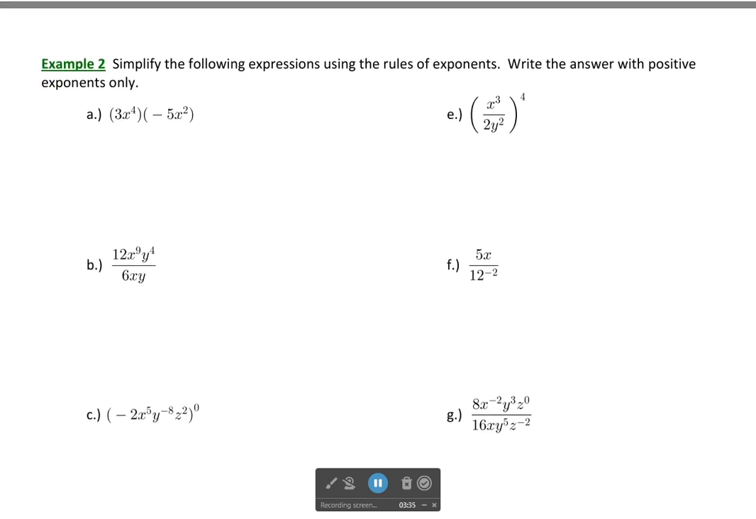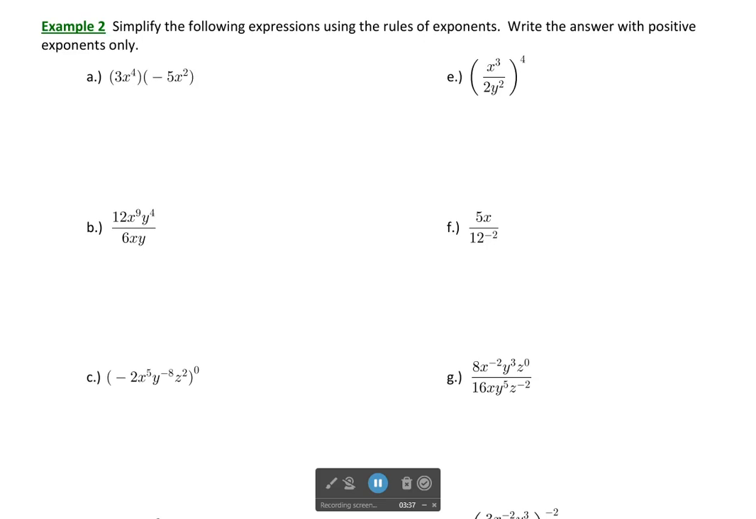So let's practice applying these rules on a few examples. Simplify the following expressions using the rules of exponents. Write the answer with positive exponents only. So in our first problem, we have 3x to the 4th power times negative 5x squared. Ultimately, we have four factors here. 3 times x to the 4th times negative 5 times x squared.